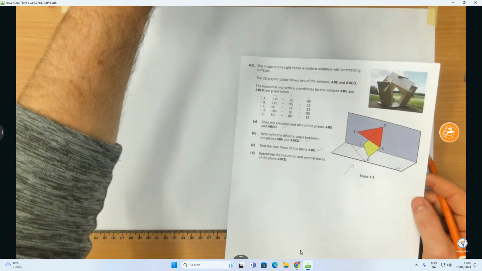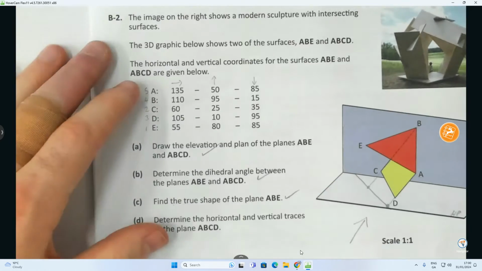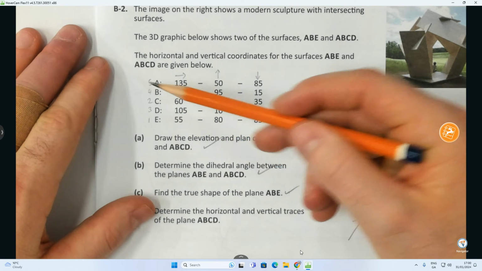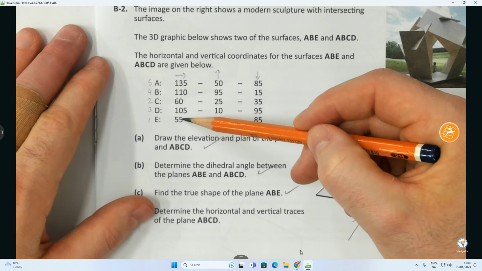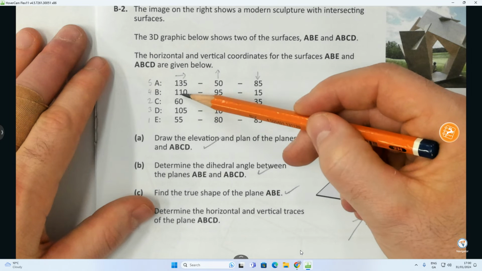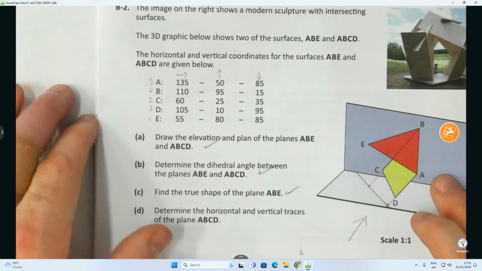What I also like to do is note, as you'll see here, I've written numbers on the side, 1, 2, 3, 4, 5. I like to note which one is the lowest, so 55, then 60, and then we had 105, 110, and 135. So it saves me time. Rather than looking at each one, I can just mark them all in one go.